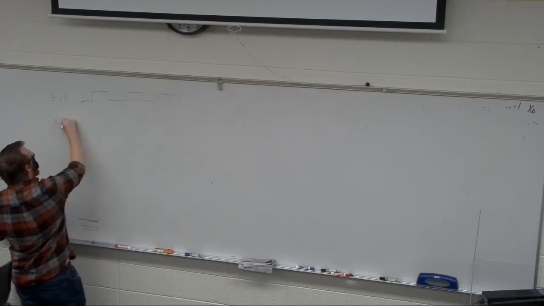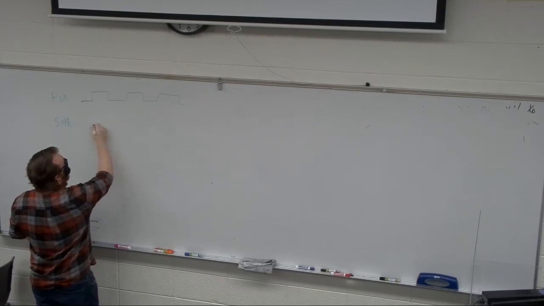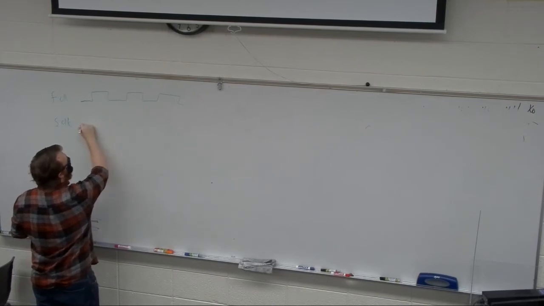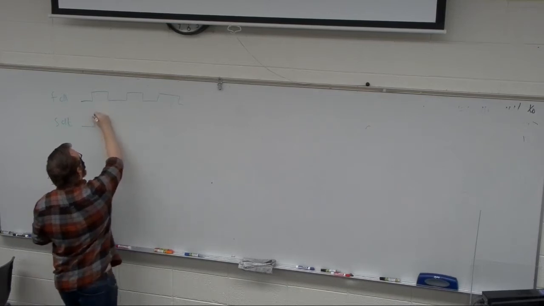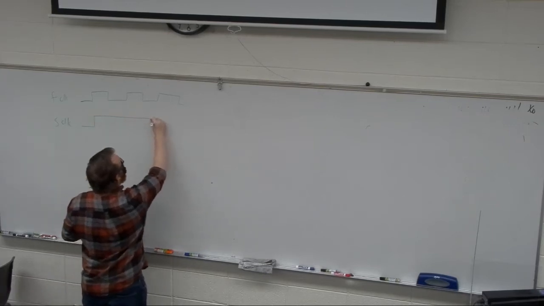This will be my fast clock. This will be my slow clock. And my slow clock, we'll say, is much slower. We'll go 3 times. Yeah, and we'll do it this way. 1, 2.